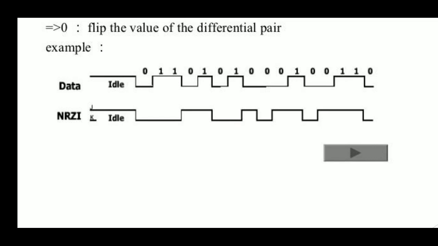Then it comes 0. So we flip the voltage level. Then again comes 0. So we flip the voltage level again. Then again comes 0. So we flip the voltage level again. Like that, NRZI can be encoded in this format.